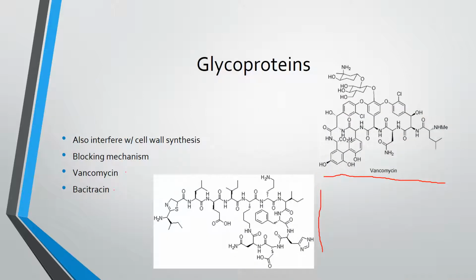Then we have a group of organisms called the glycoproteins. It's not really a very big group. It contains vancomycin and bacitracin. Okay. Now these actually do work against the cell wall, but they don't actually bind to those penicillin binding proteins. Okay. So they are targeting the cell wall, but what they actually do is they interfere with the ability of the enzymes to incorporate precursors into the growing cell wall.